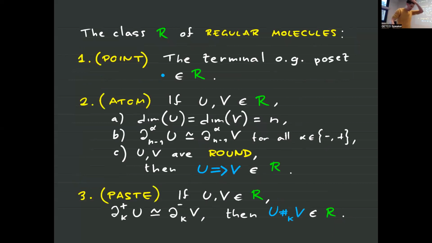So then in this way, we defined a category of these combinatorial structures. And now we want to individuate a subclass of these structures which actually correspond to models of directed n-balls. And we do that by specifying inductively this defined class, which we call regular molecules.